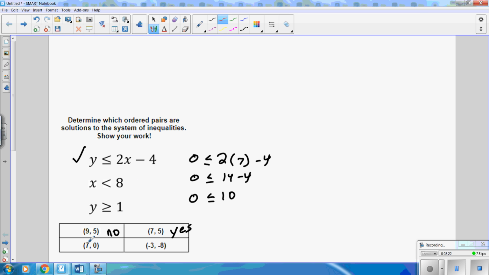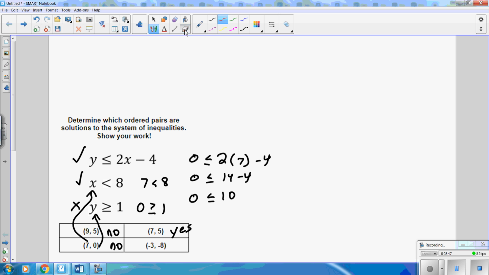Now if you plug 7 in for x right here, because 7 is my x, 7 is less than 8, so it works here. And if you plug 0 in for y, 0 is greater than or equal to 1. That is not true, so it does not work for this one. Therefore, 7, 0 would be a no, because it doesn't work for all three.